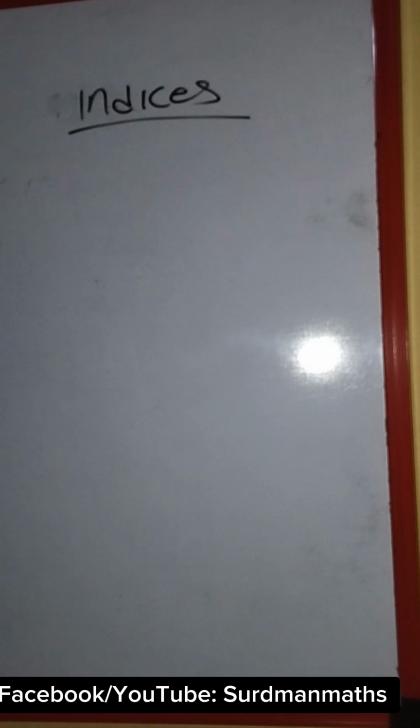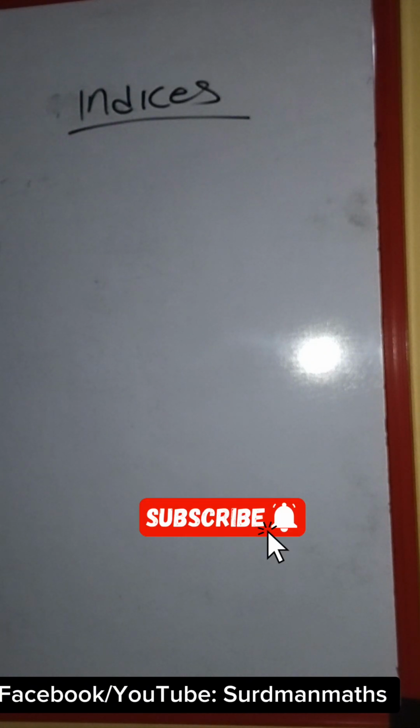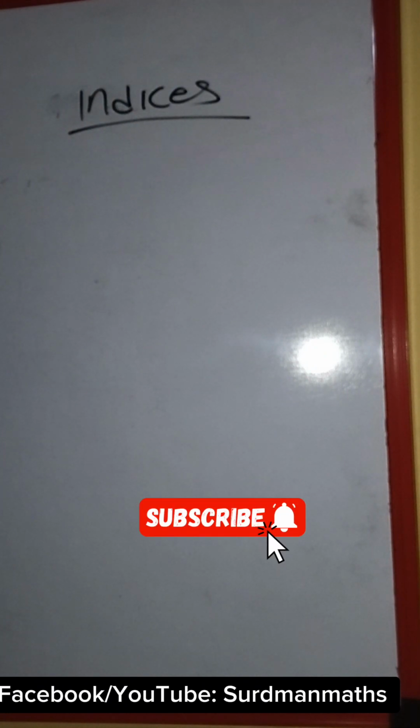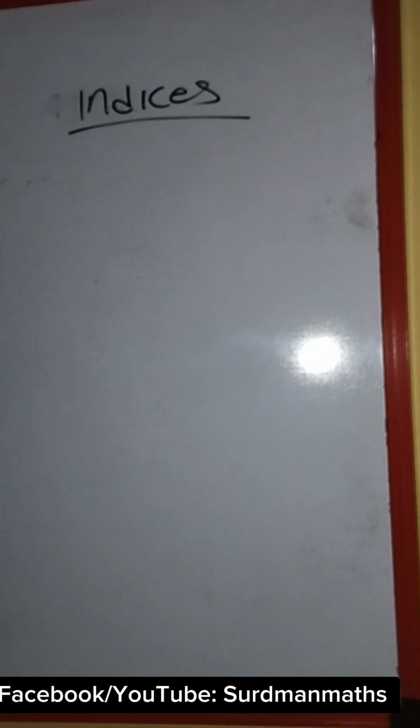Now, when we talk about indices, index notation is a shortened form of writing numbers. I would say index notation is a method of shortening the product of numbers.